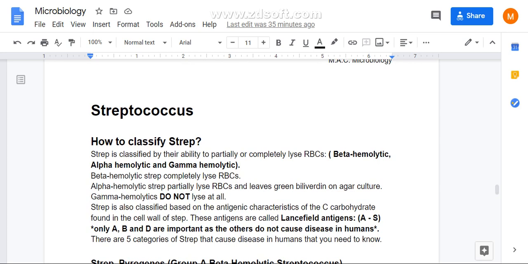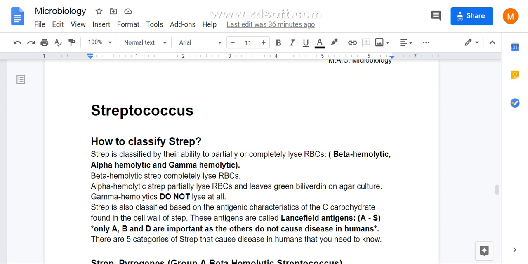So Streptococcus. The first thing is how we classify strep. Strep is classified by the ability to lyse red blood cells, to do hemolysis. We have three different categories for the hemolytic ability: beta hemolytic, alpha hemolytic, and gamma hemolytic, and in that order of intensity.